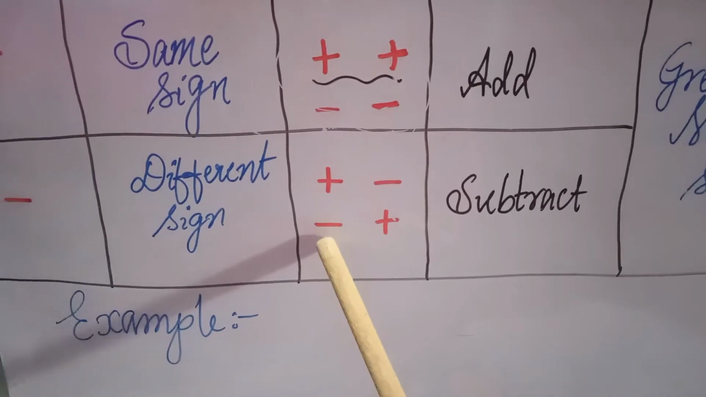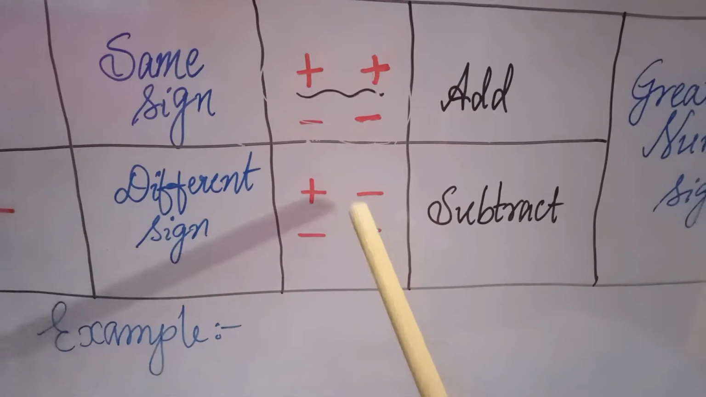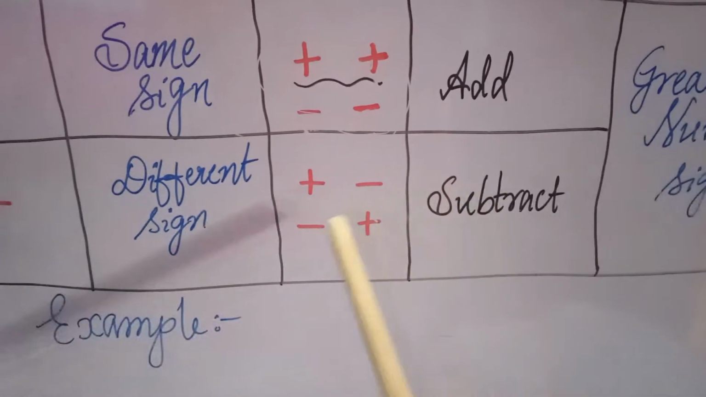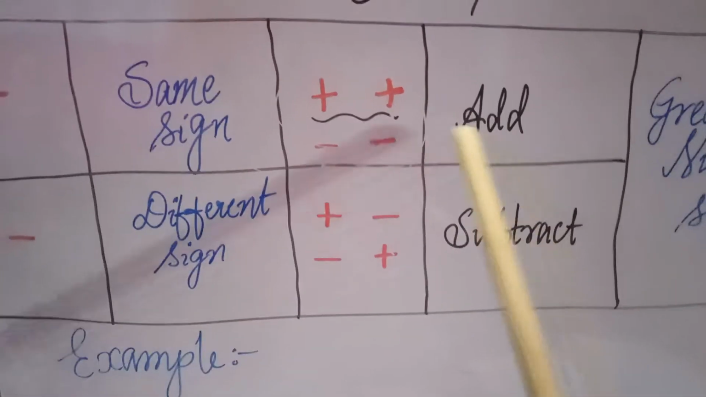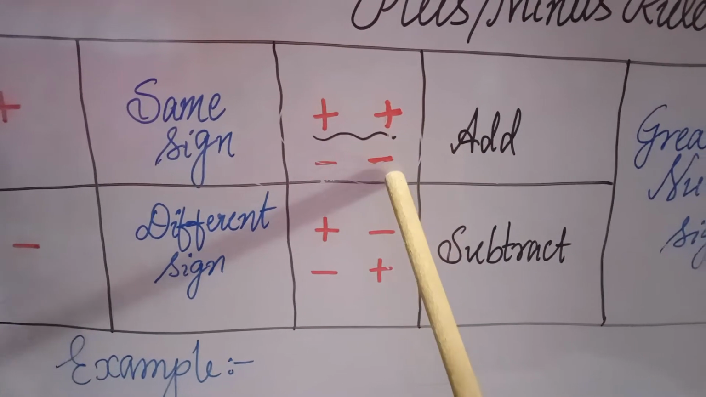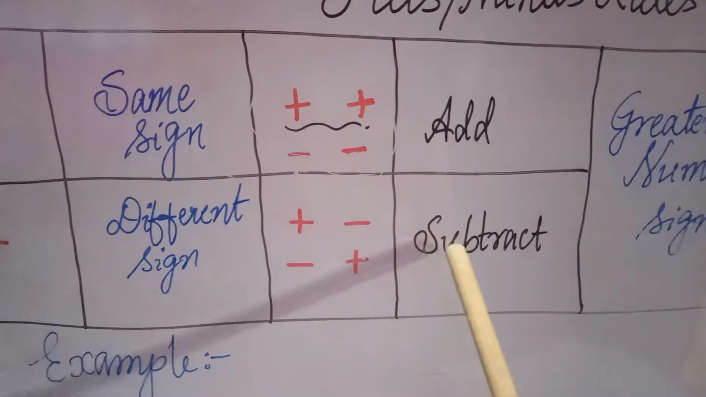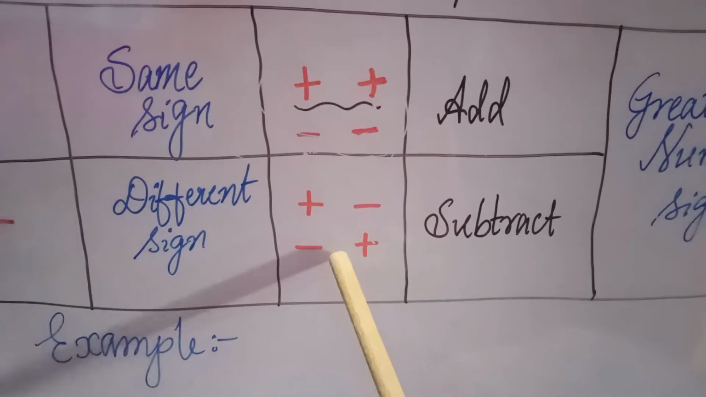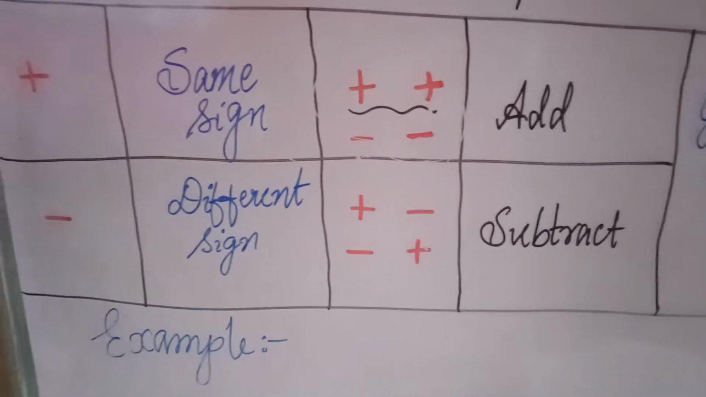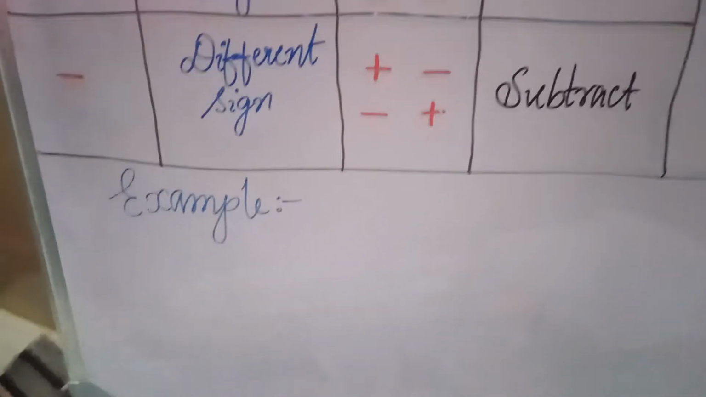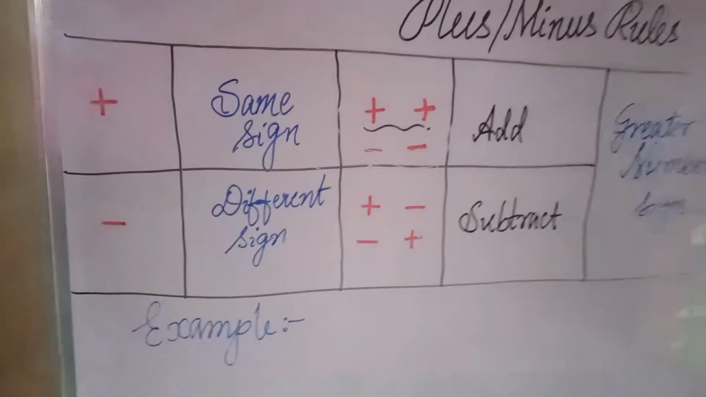Then again, see here, one is minus and one is plus. If you have plus and minus, subtract; minus and plus also subtract. So plus and plus is adding, minus and minus also adding, and giving the greater number's sign; plus and minus, subtract and give the greater number's sign; minus and plus also subtract and give the greater number's sign. Let us take a few examples so that you will be able to understand easily.